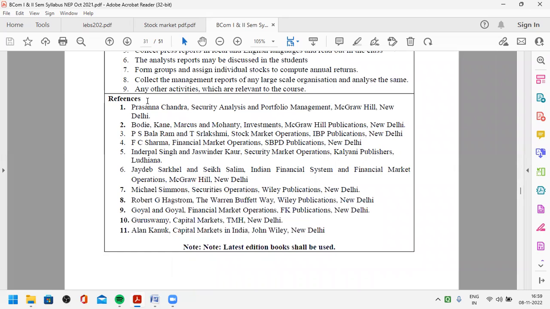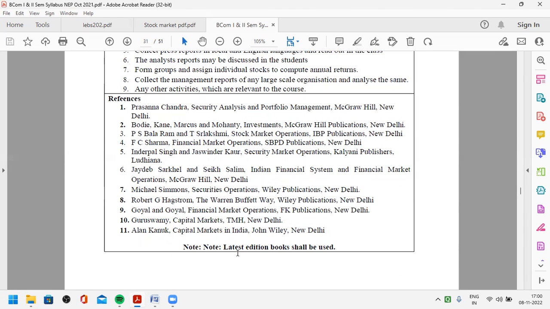Coming to the last part, that is reference books. What books are available on this subject or course? One is by Prasanna Chandra, the name of the author, and the book title is Security Analysis and Portfolio Management. The publisher is McGraw-Hill. And there is Bodhi Kane, and P.S. Balaram and Sri Lakshmi, who have both written a book titled Stock Market Operations. And this is the list of all the authors, as well as the titles of the books and who the publishers are.